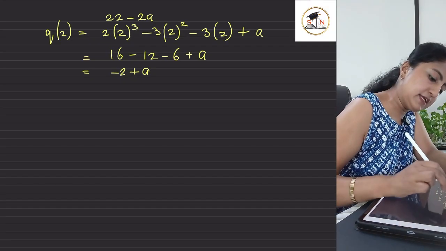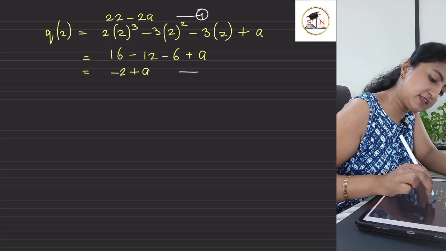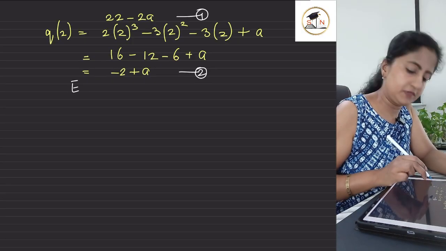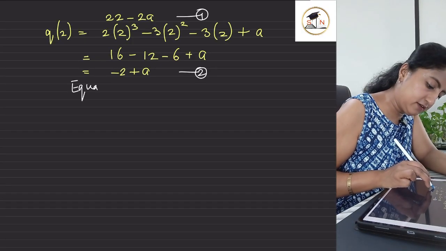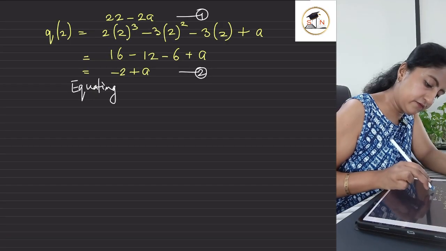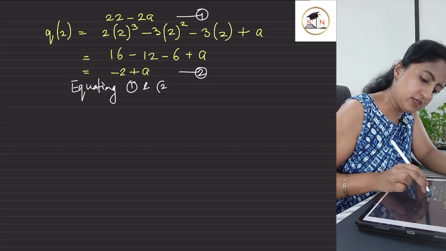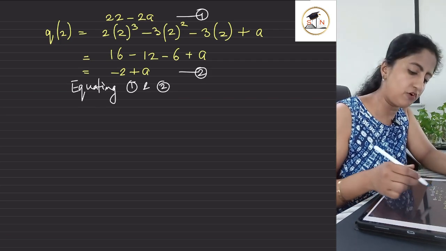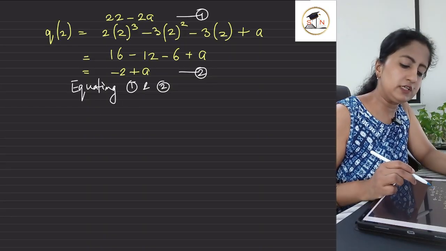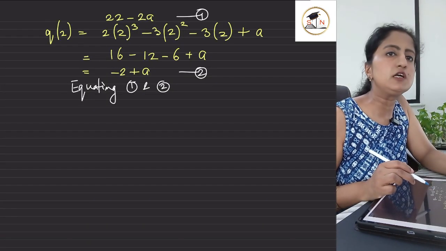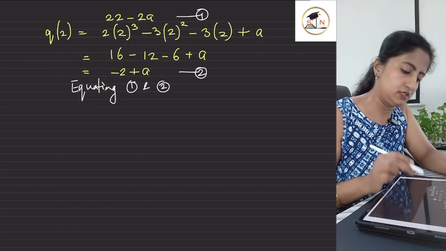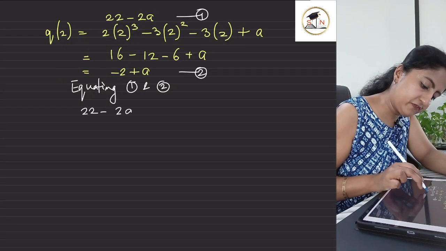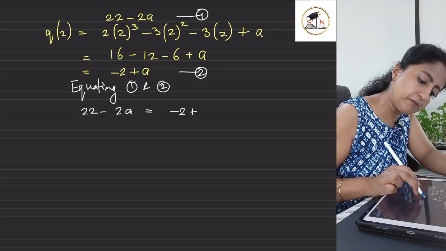Now, what happened? This is your first remainder. This is your second remainder. We were told that the remainders are the same. So we are writing, equating 1 and 2. See, writing these things in between is compulsory and it is good for the flow of your working. Whosoever the teacher is checking, it becomes easier for the teacher to understand and you get good scores. Okay, now equating 1 and 2 means we have 22 minus 2a equals minus 2 plus a.